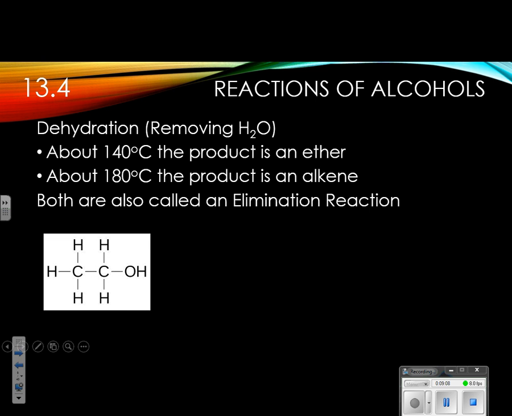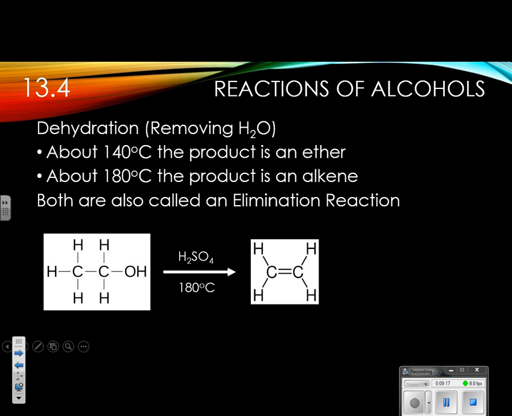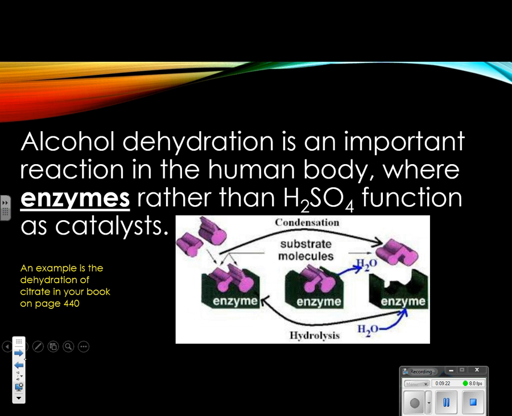So take ethanol. If I took ethanol and I heated it up in the presence of H2SO4, which is acting as a catalyst, then I would get ethene if I'm at 180 degrees, and water. Alcohol dehydration is an important reaction in the human body where enzymes rather than H2SO4 function as catalysts, because we wouldn't want to have sulfuric acid running around in our bodies. So we have enzymes instead that help us with reactions. This is an example of one of the things that are happening in your body, just a general one.